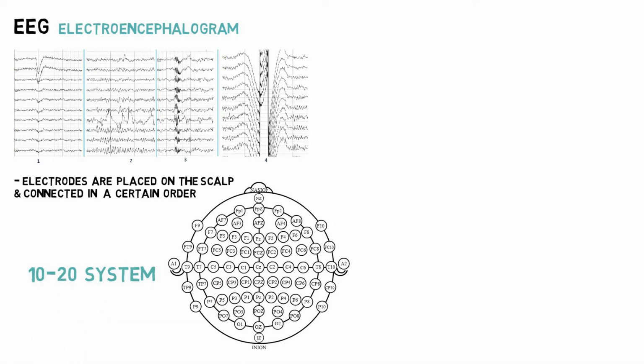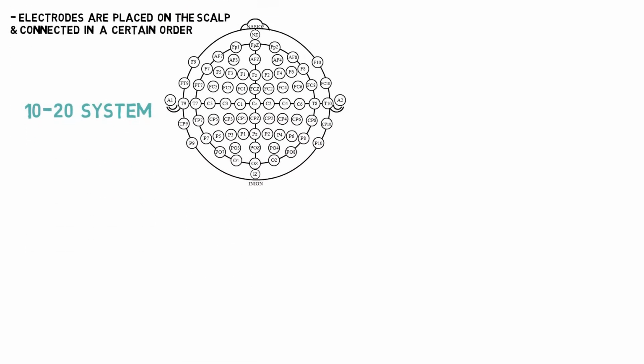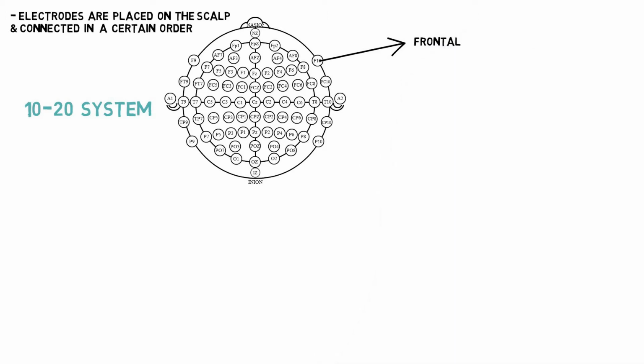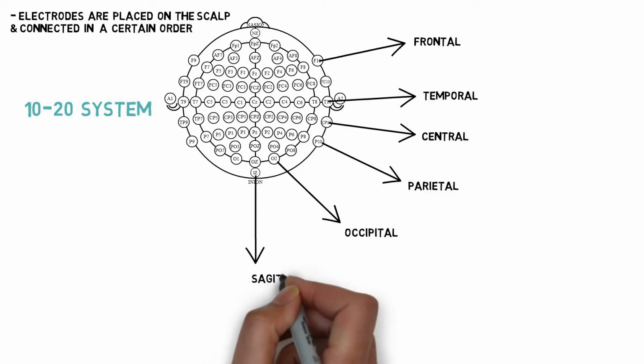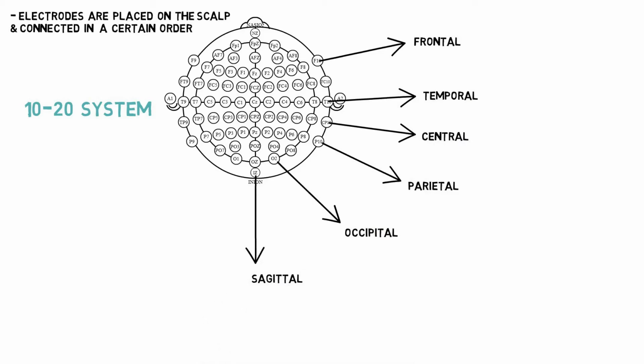This refers to either 10% or 20% of the distance from front to back, nasion to inion, or left to right. The electrodes are labeled according to the position on the head. F refers to frontal, P to parietal, O to occipital, T for temporal, and C for the central or across the top coronal position of the skull. Z is also used to refer to the sagittal position on the skull.